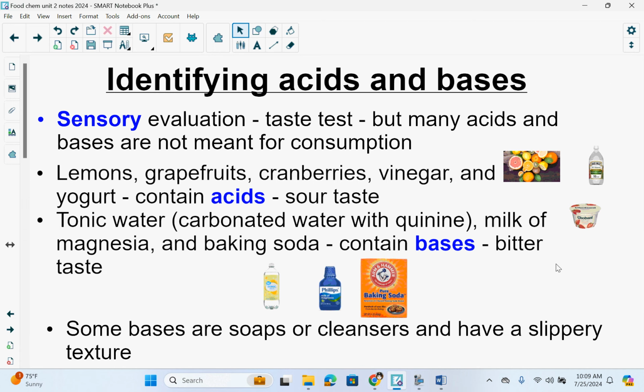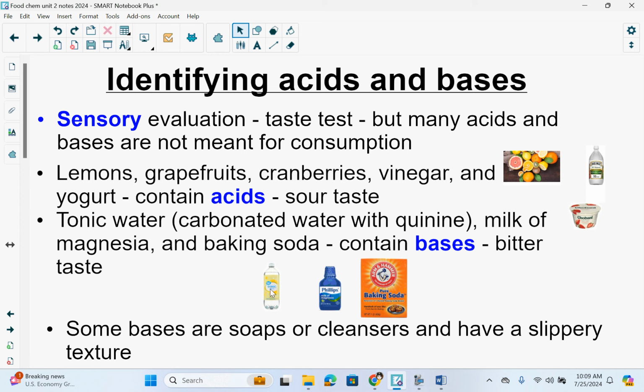All right, so identifying acids and bases. There can be a sensory evaluation. This would be your taste test, but many acids and bases are not meant for consumption, which means to be eaten. Lemons, grapefruits, cranberries, right here, some fruits, vinegar, and yogurt contain acids. And in general, there's pretty much a sour taste, right? Tonic water is carbonated water with quinine, milk of magnesia, and baking soda. These contain bases, so they would have a bitter taste if you were to actually eat them.